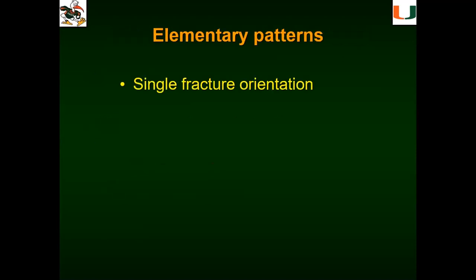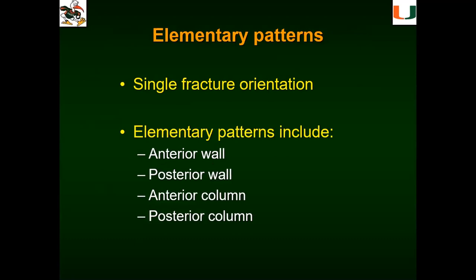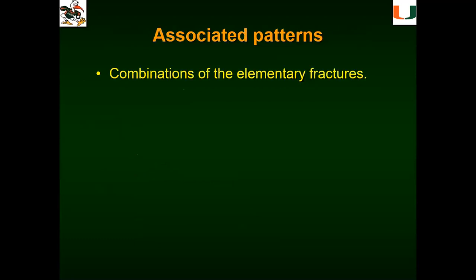So if you look at these simple or elementary patterns, they basically have a single fracture orientation, and those include the very rare anterior wall, the very common posterior wall, the anterior column, the posterior column, and the transverse fracture. So those are the simple elementary patterns according to the Judet and Letournel classification.